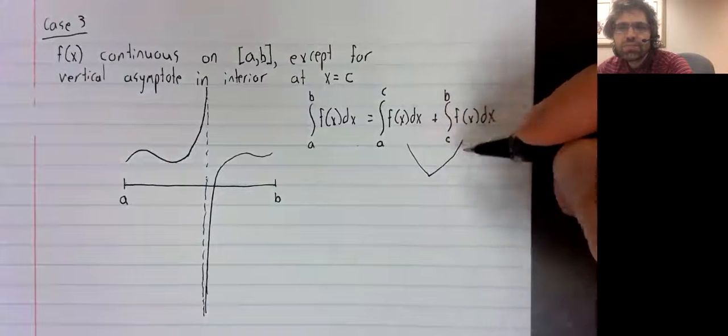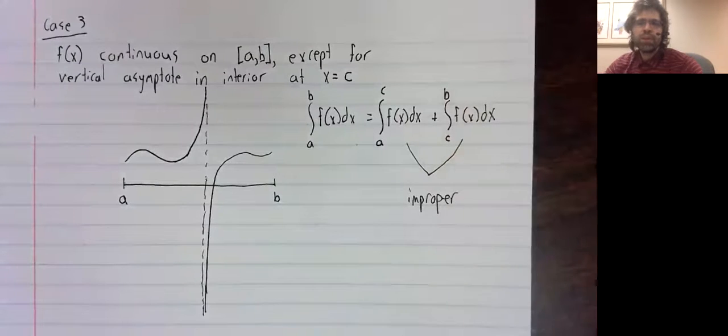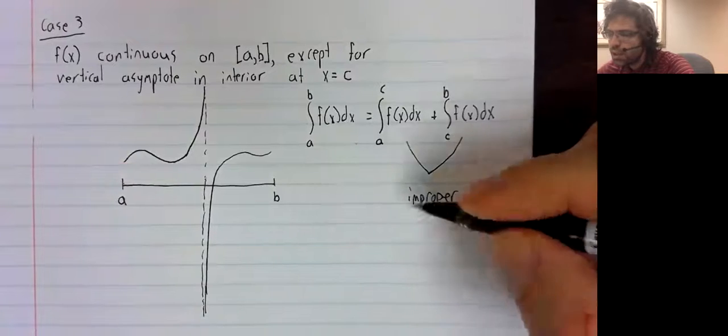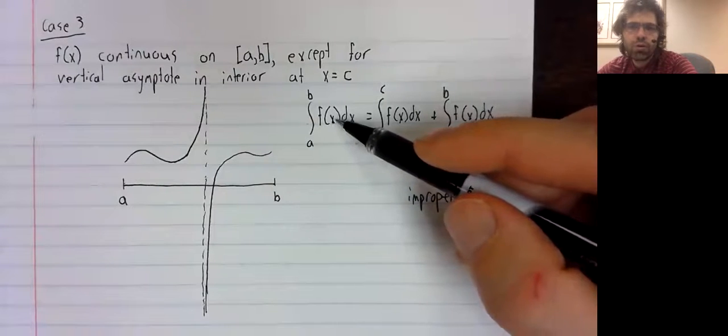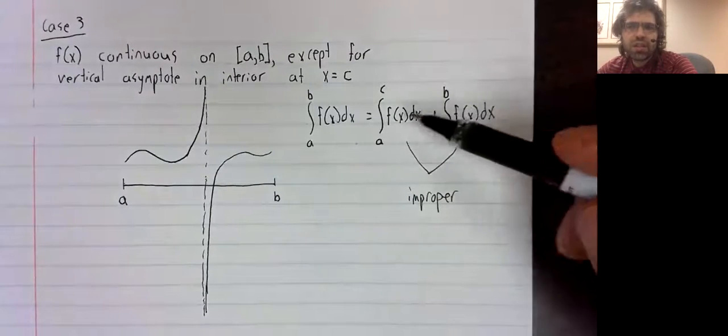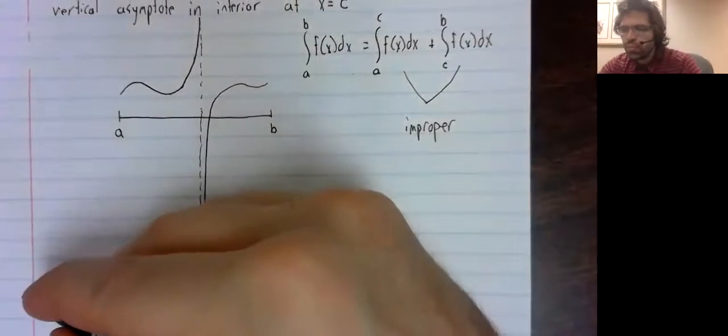And these are also improper, but they're improper integrals of a previous type. That is to say, they're improper integrals of the type that we considered in previous videos. So we know how to deal with these. For this integral to exist, for it to converge, both of these must exist. They must both converge.